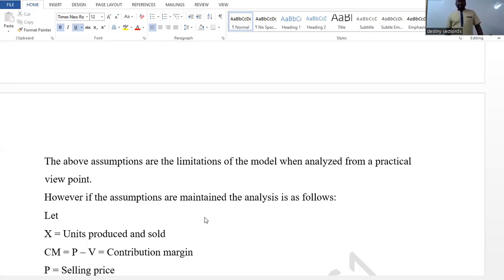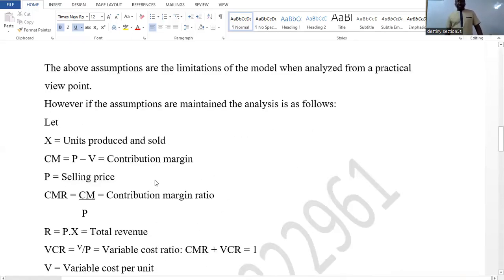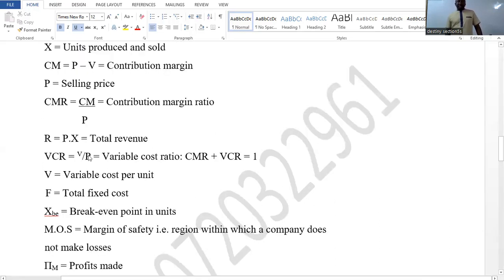Now, in this case, if these assumptions are maintained, this is how we derive the formulas. We say X is the units produced and sold. Contribution margin is CM, which is P minus V. P is the selling price. CMR is given as the contribution margin divided by the price, which is the contribution margin ratio. R is the revenue, price times the units. VCR, the variable cost ratio, is given as the variable cost divided by the price. And it's good to note that CMR plus VCR is equal to 1.